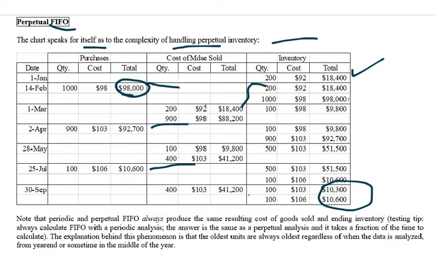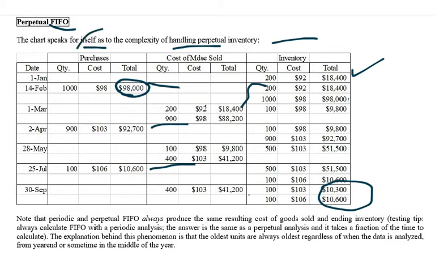So as a consequence of that, the rule is this. This is for testing purposes. Again, you'll be taking a test online as it stands right now. So when you're confronted with first in, first out, just do a periodic analysis. You get the correct answer. It doesn't matter if they tell you it's being handled perpetually or it's being handled periodically. Just do periodic and get it right.